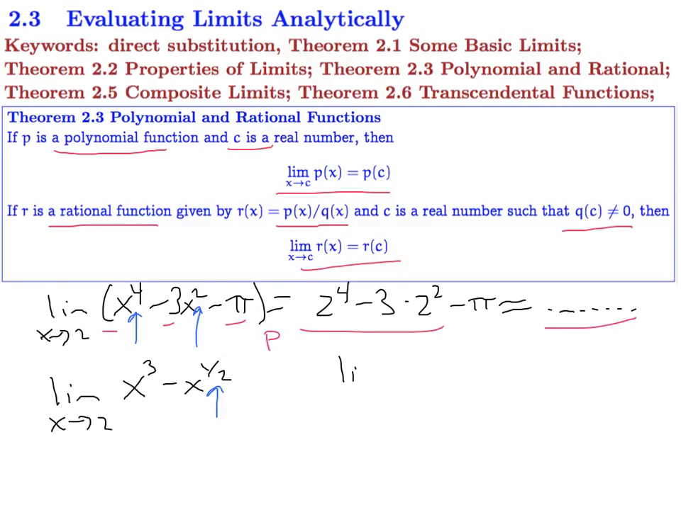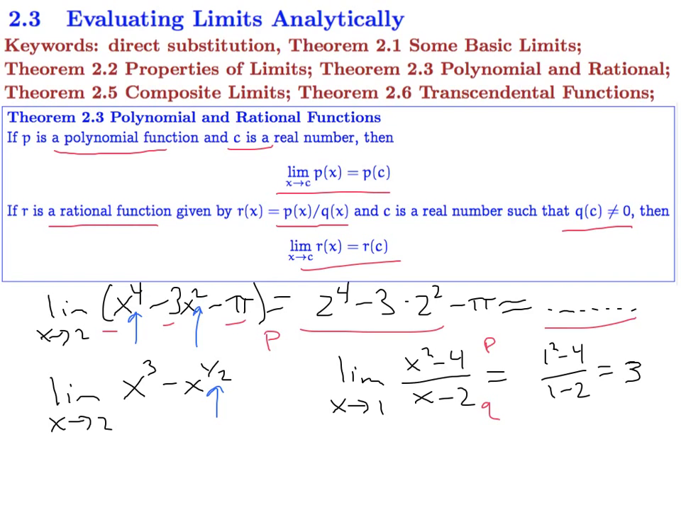Let's do another example. Suppose we take the limit as x approaches 1 of x squared minus 4 over x minus 2. Well, in this case, this is a good rational function. We've got a polynomial p over a polynomial q, so we can just try to substitute and compute. We're going to get 1 squared minus 4 all over 1 minus 2, and when we simplify this all down, I think we end up with just 3. And therefore, here's our limit. It's a good rational function. We can go ahead and substitute. No muss, no fuss.